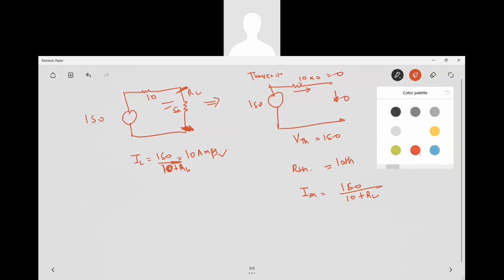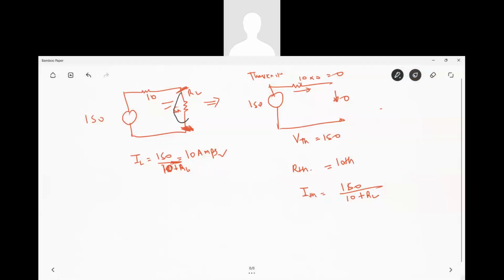See here. What did I tell you about the Thevenin theorem? This is the load resistor, right? 5 ohms. So basically this is 10 ohms, because of this 150 divided by 10 plus RL, right? Now, VThevenin. How did I get VThevenin? By removing this, the open circuit voltage between them.